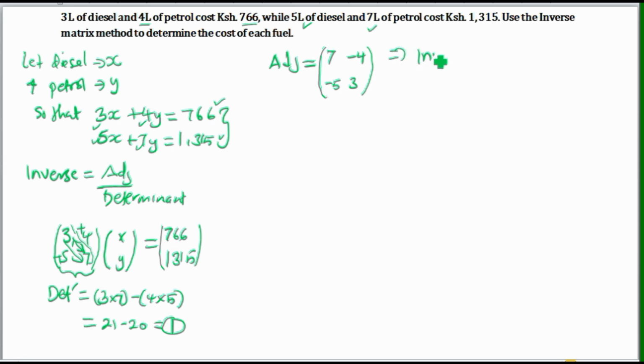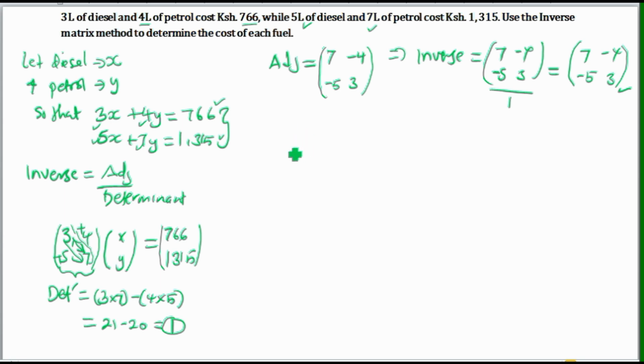So the inverse equals the adjoint, which is 7, negative 5, negative 4, 3, divided by the determinant 1. Dividing by 1 is just the adjoint, so our inverse becomes the adjoint because we're dividing by 1. So the inverse equals 7, minus 5, minus 4, and 3. So this is our inverse.